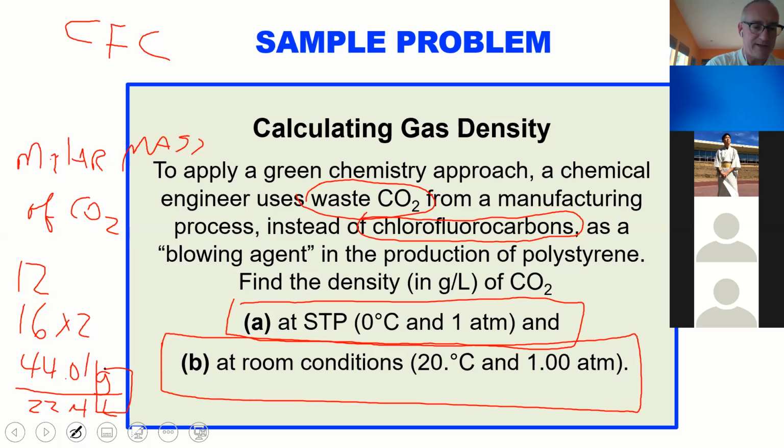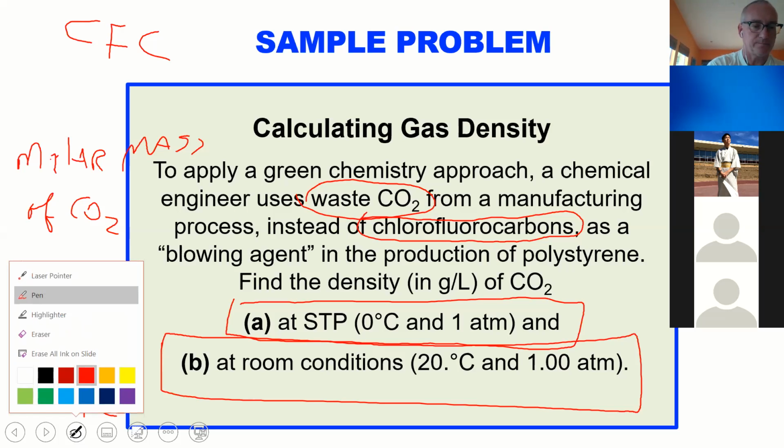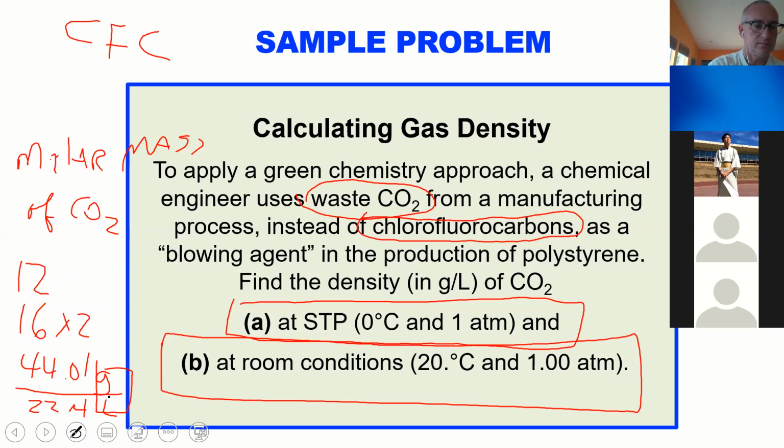I mean, you have all the information you need right there. So we just assume we have 1 mole of gas, because that just makes our calculations easier. So we have 44.01 grams, and we know what the volume is at standard temperature and pressure. It's 22.4 liters. So in grams per liter, what's our density?